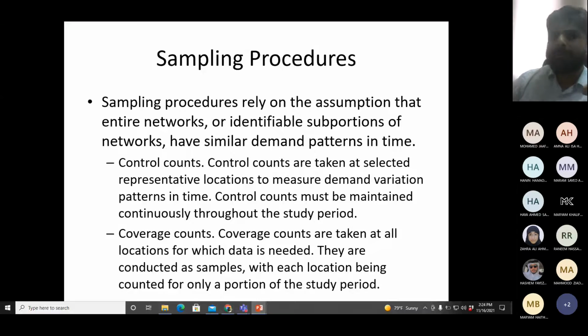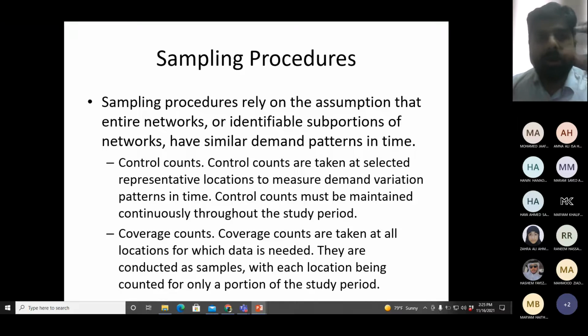So if I need the data for 24 hours, on one segment at least, I will do the study for the entire 24 hours. On the remaining segments, they will become coverage counts, and out of the 24 hours, I will just take a portion for the counting. So maybe out of 24 hours, I will do it for 1 hour or 2 hours, and that's it. So that is the coverage count.